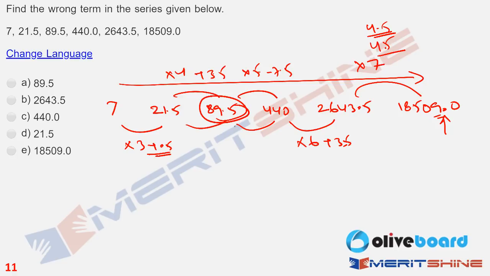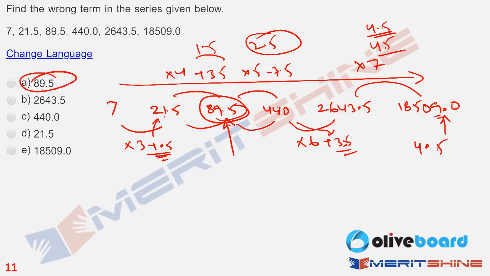Yeah, this is the number which is creating the problem, right? Because if this was the problem, this would have been incorrect. So this is 0.5, this is 3.5, this is 4.5. That means the intermediate, these two numbers should have been 1.5 and 2.5. Clearly the problem here is 89.5. I hope you understood how we have proceeded. Yeah, let's move to the next one.